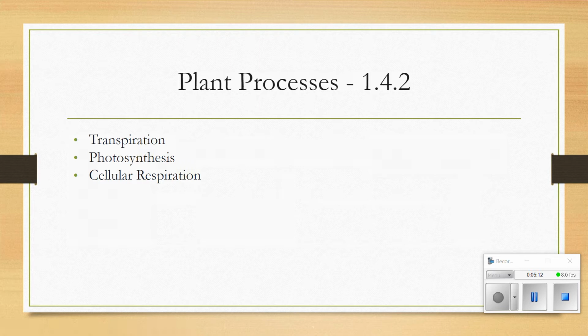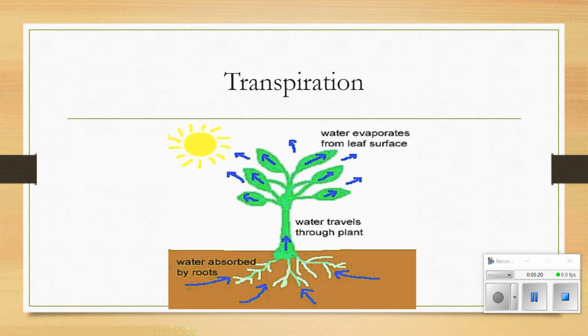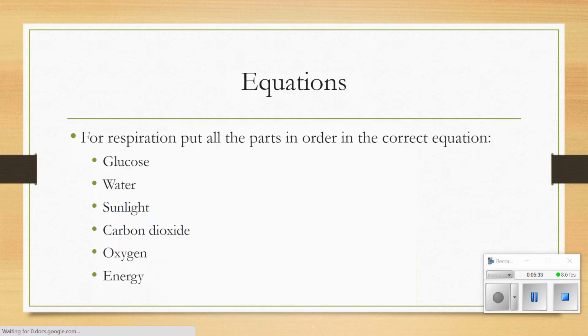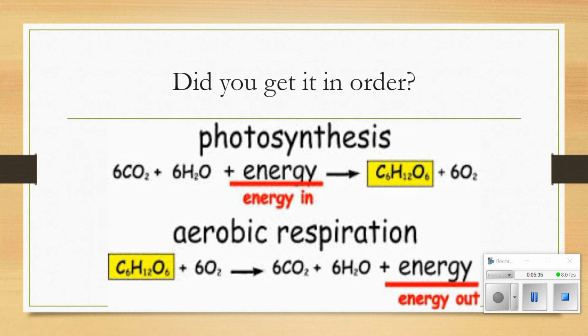There are 3 processes in a plant that are important: transpiration, photosynthesis, and cellular respiration. Transpiration: the roots take up water and it moves throughout the plant, and excess water evaporates and goes out the stomata of the leaf. So your equation's right there. Photosynthesis: they take in CO2, they take in water, and they take in sunlight energy, and they produce glucose. That's the little formula there in yellow. They produce glucose and oxygen, okay?